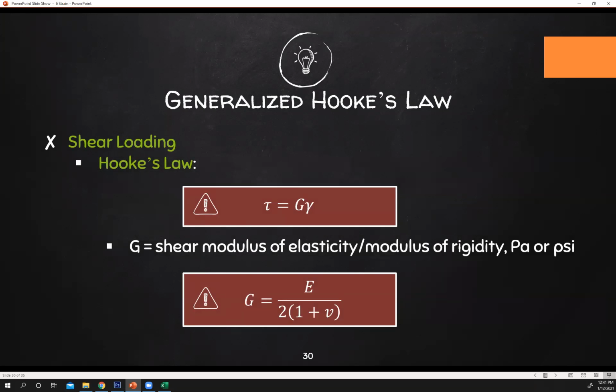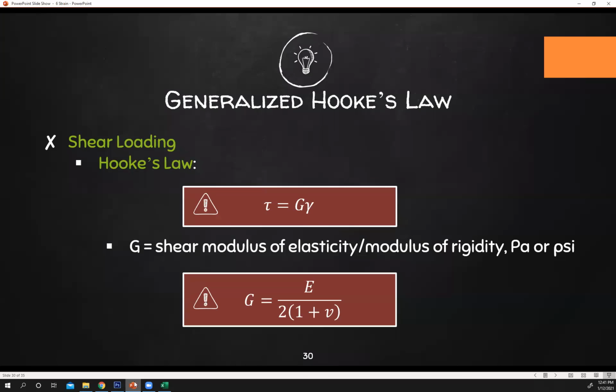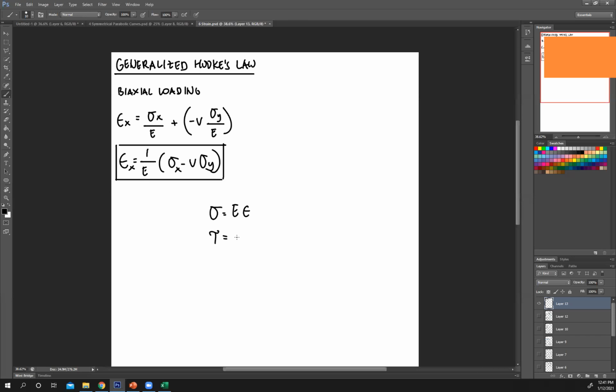And then, using Hooke's law, your shear stress is equal to G times shear strain. And in our previous topic, it was sigma, normal stress, equals E, modulus of elasticity, times epsilon. So let's write that. This is your Hooke's law for normal forces, and then this is your Hooke's law for shear forces.